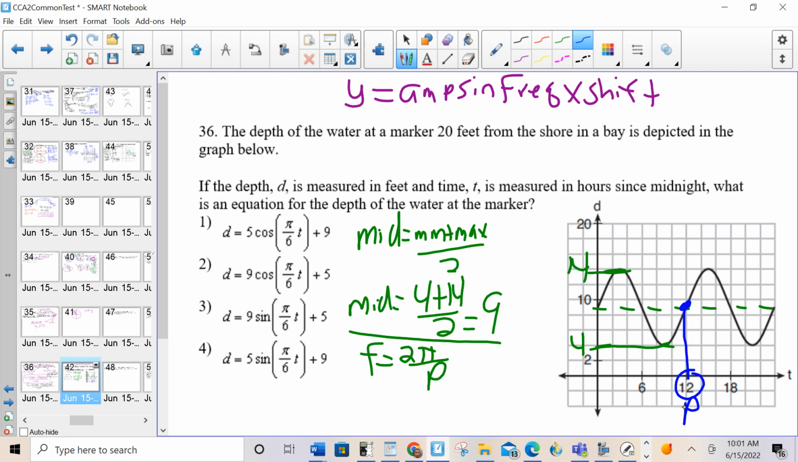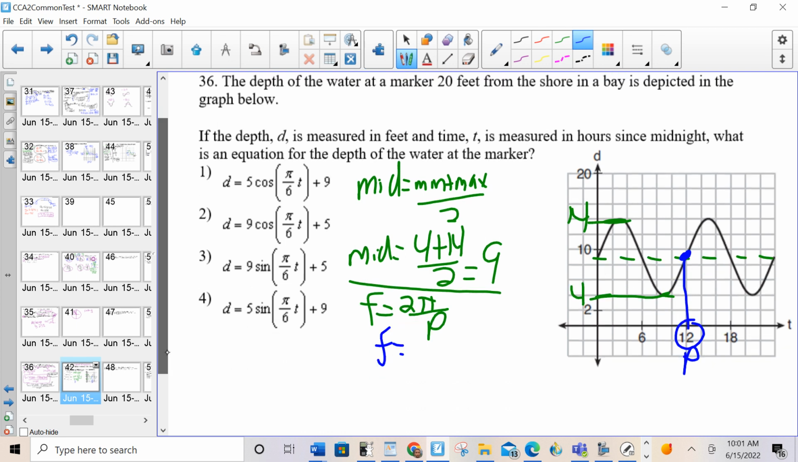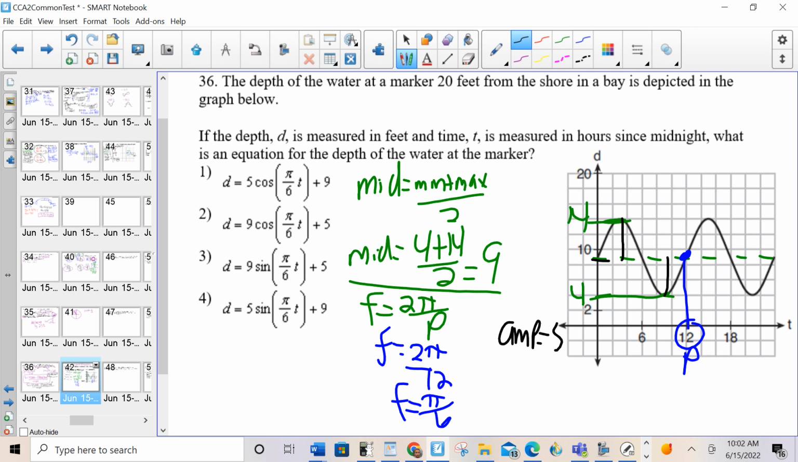at 12. So frequency is 2 pi over 12, which reduces to pi over 6. Now that I have that, amp, sine, freak, x, shift. Amp is the distance from the midline to the max or min, from 9 to 14, from 9 to 4, my amp is 5. Is it sine or cosine, positive or negative? Well, it's starting at my midline and going up, so it's positive sine. The freak I already found to be pi over 6, and the shift I already found to be 9.